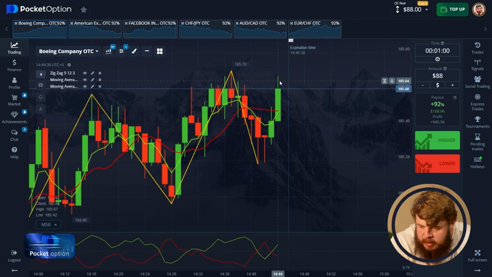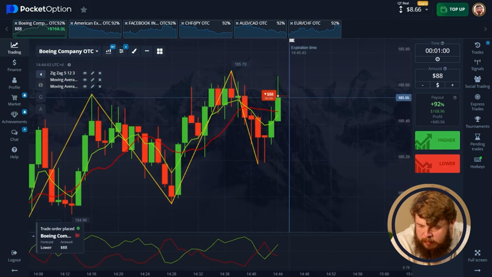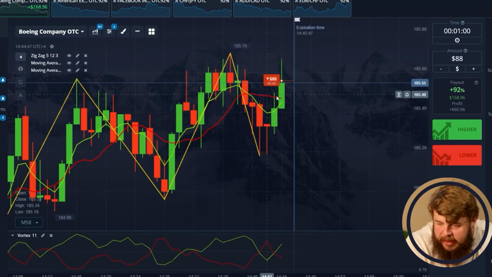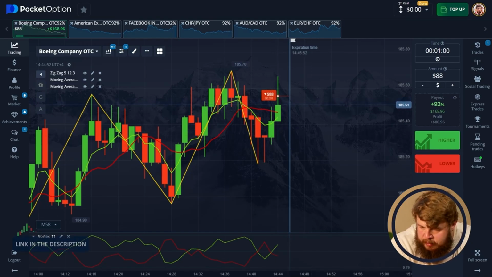Okay, you can clearly see that price here has hit the strong level of resistance and we're starting to receive the pullback reaction. So that's why let's open a sell position, investing our $88 in this trade. It's done. And now we just need to wait until the end of the time period.